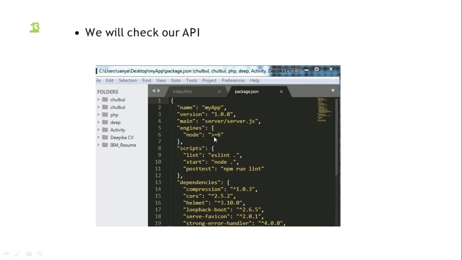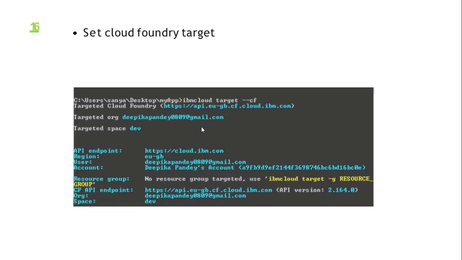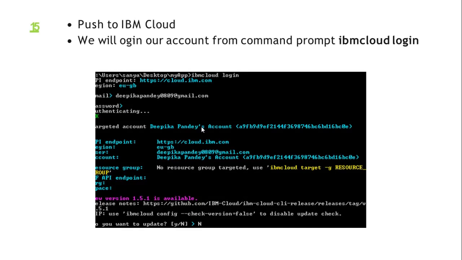This engine attribute is important for hosting because it gives information to IBM Cloud that you are using that particular version of the API. After that, for hosting our API, we have to log in to our IBM account with the help of the command prompt. Type IBM Cloud, and after that just type your email and password and log in. We have to target our application. After targeting, we just push our application with the help of the command prompt, like ibmcloud app push.